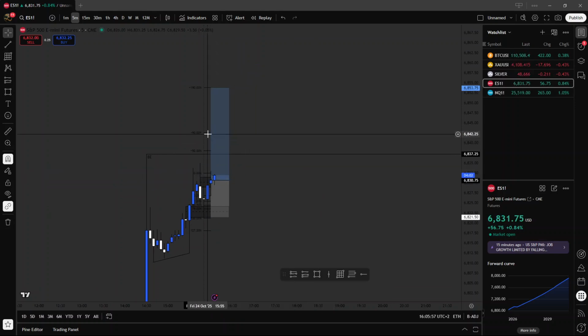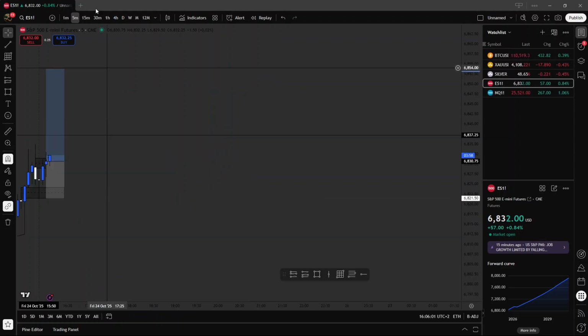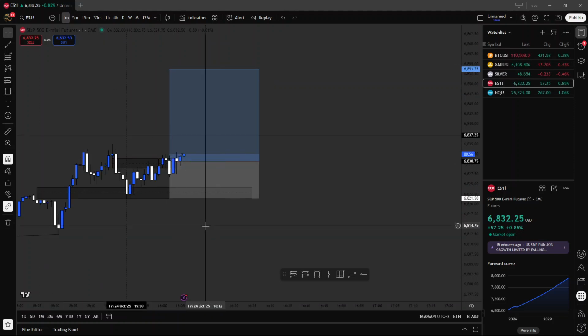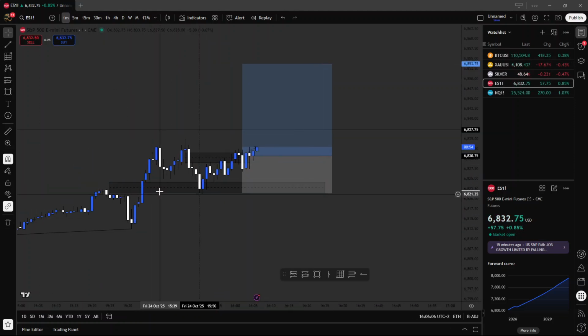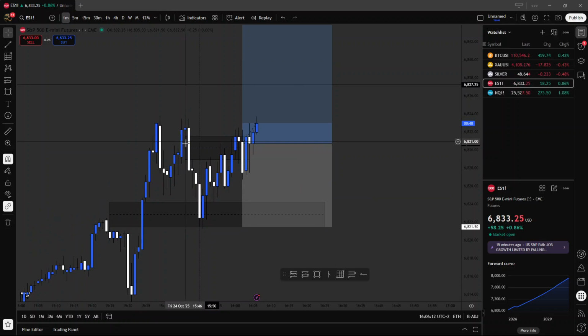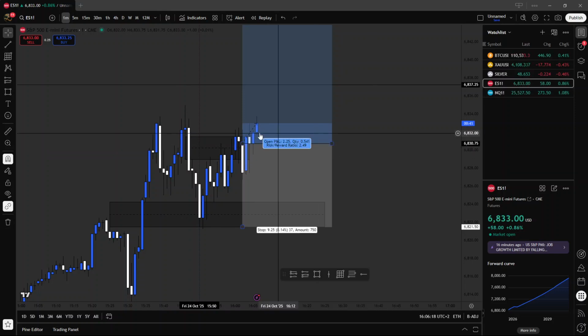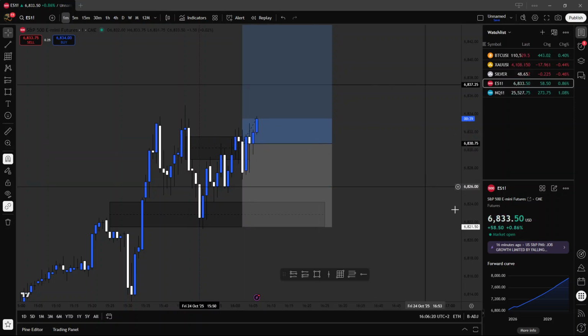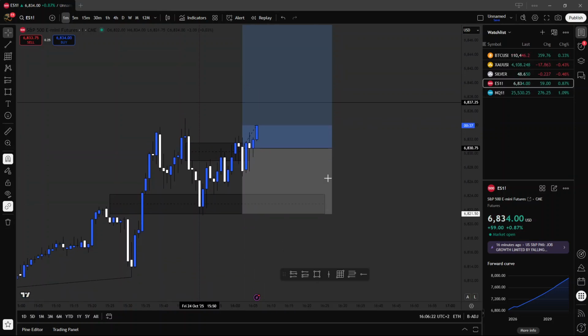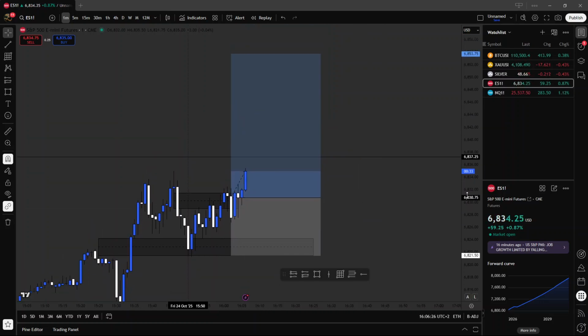So this is where I entered. Wait, I'm gonna get rid of this first. Basically, I wanted this 5 minute gap to be filled, and it was filled, but I also kept in mind there is a 1 minute gap that might get filled, and I did not enter until it was inversed, and it ended up inversing the gap, so that's where I entered.